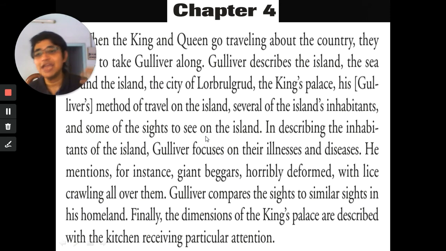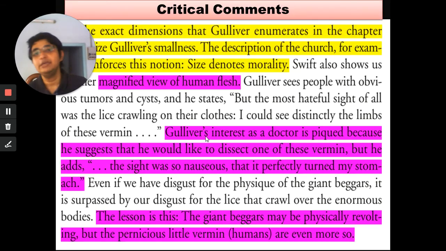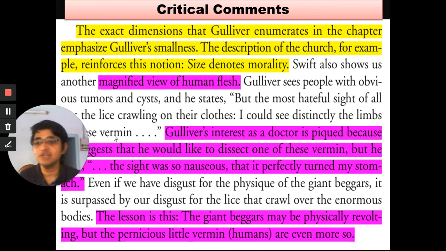বারবার বলছি, physically challenged, physically deformed people they depict করার একটা অন্য লাইটে, বিশেষ করে beggars, নেগেটিভ লাইটে পোর্ট্রে করার টেন্ডেন্সি জোনাথন সুইফটের লেখার মধ্যে আমরা পাই. What are the important critical comments in this particular section? The exact dimensions that Gulliver enumerates in this chapter emphasize Gulliver's smallness. At a huge sized kitchen, at a huge sized empire depict করে Gulliver's smallness. The description of the church, for example, reinforces this notion. Size denotes morality.